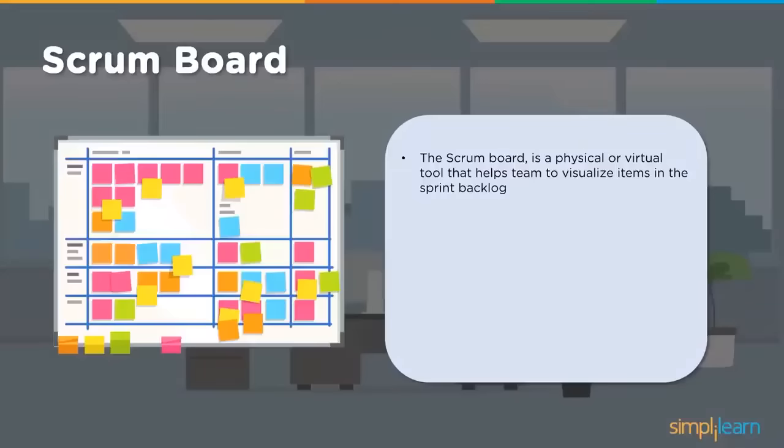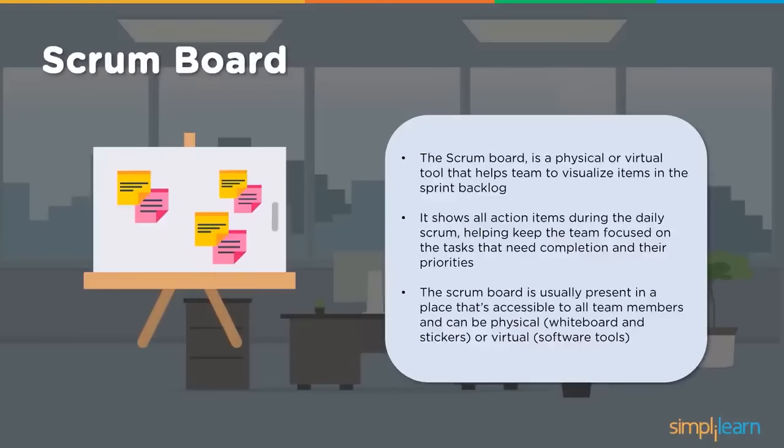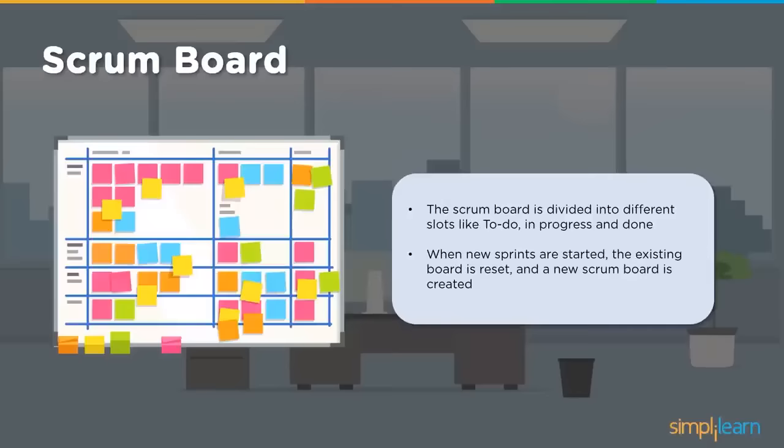A Scrum Board is a physical or virtual tool that helps the team visualize items in the sprint backlog. It helps in tracking what is being delivered, what is in progress, and what needs to be delivered further. It shows all action items during the daily Scrum, helping keep the team focused on tasks that need to be completed and their priorities. The Scrum Board is usually placed somewhere accessible to all team members. It is a visual board, and can be physical, a whiteboard and stickers, or virtual software tools displayed on the screen. The Scrum Board is divided into slots like To Do, In Progress and Done. When a new sprint starts, the existing board is reset and a new Scrum Board is created.